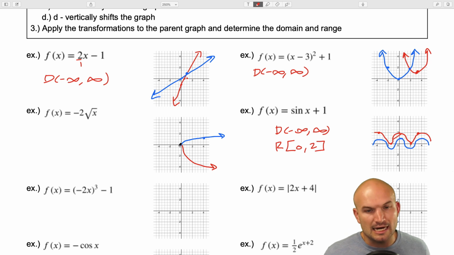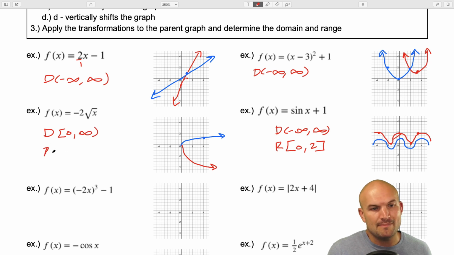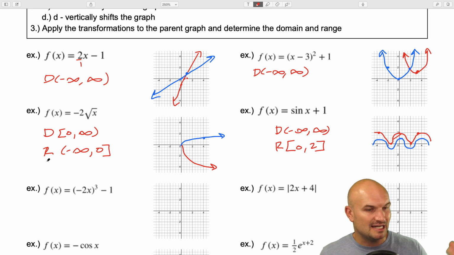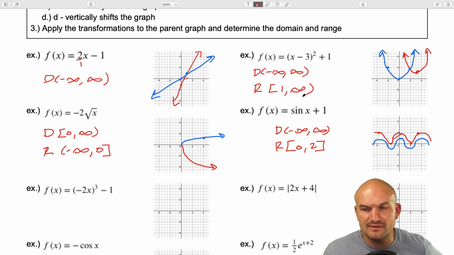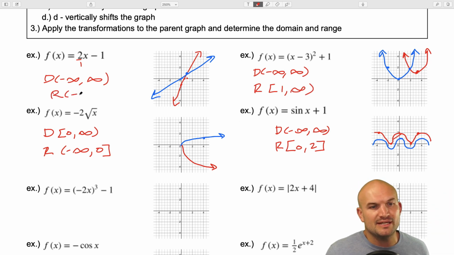Over here, we can see that my domain is going to be from 0 to infinity, and my range is going to be from -infinity to 0. So again, remember infinity and negative infinity are not included. 0 is included, so that's why we want to include them. Here, my range is going to be from 1 to infinity. That's how low the graph goes to how high. And over here, my range is going to be negative infinity to infinity.